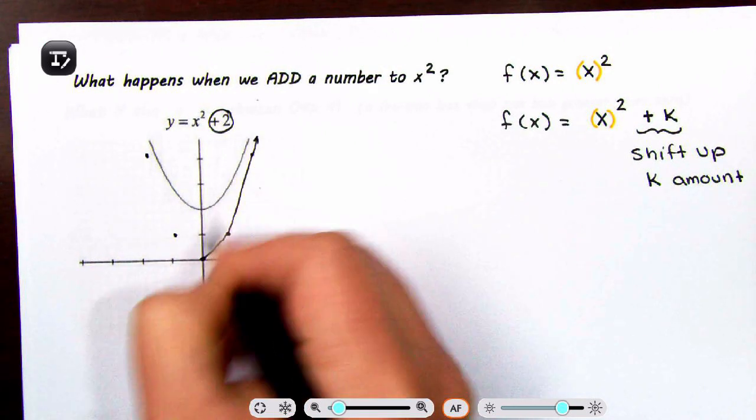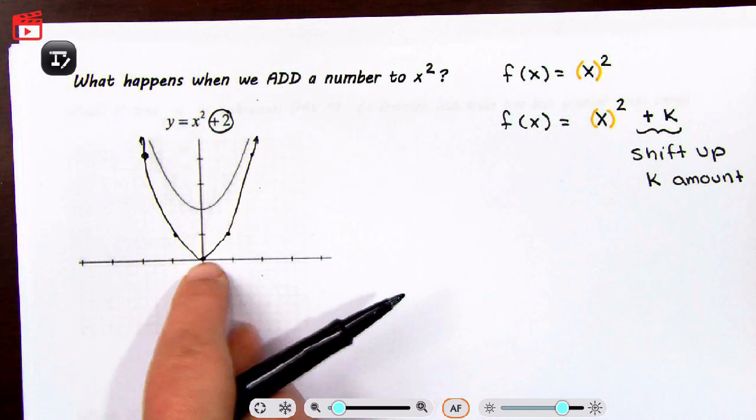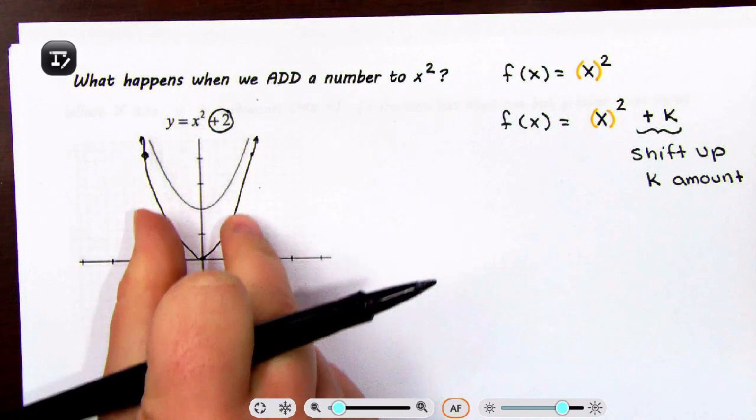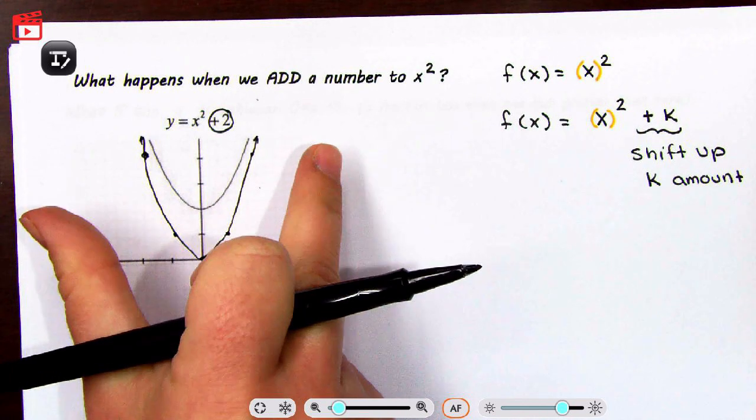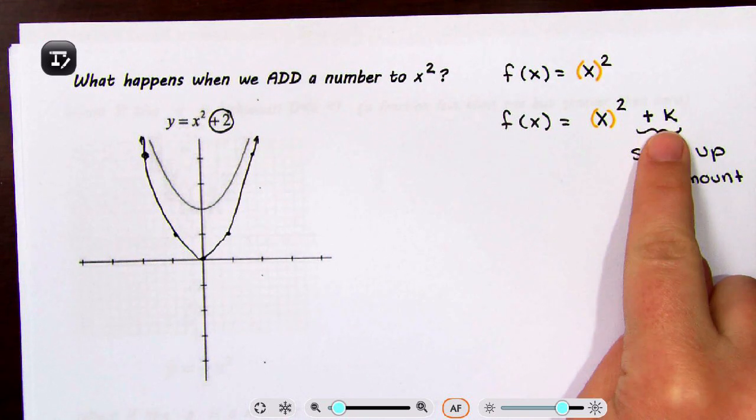This is the original that I just quickly sketched out. So our parent function, we picked it up and we went 1, 2, and dropped it. So we shifted it up 2 jumps. Now that is when you have something added.